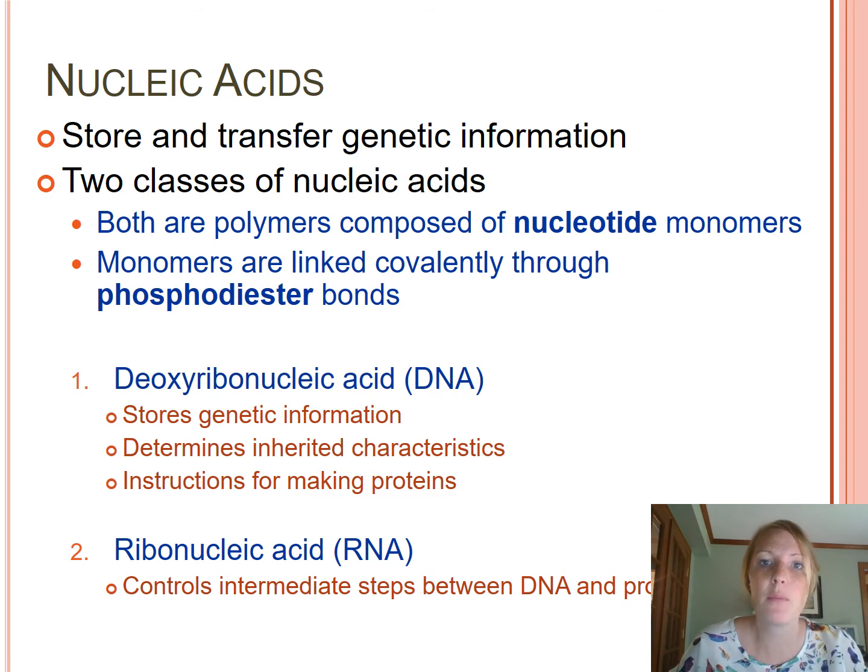So both of these types of nucleic acids, RNA and DNA, are composed of smaller monomers called nucleotide monomers. And these are bonded to each other not through a peptide bond like proteins, but rather through phosphodiester bonds. DNA stands for deoxyribonucleic acid, and RNA stands for ribonucleic acid. And we'll go through the major components of these.